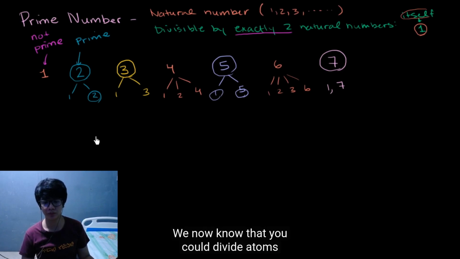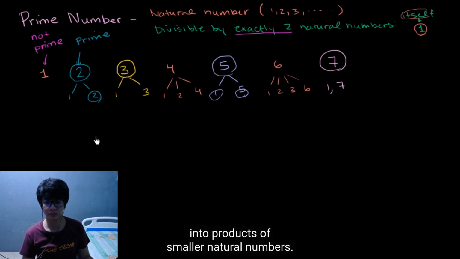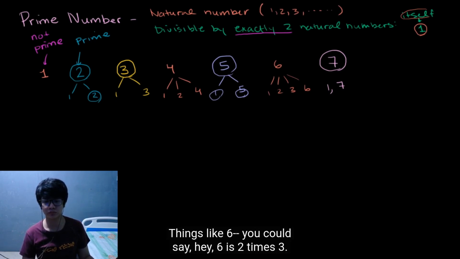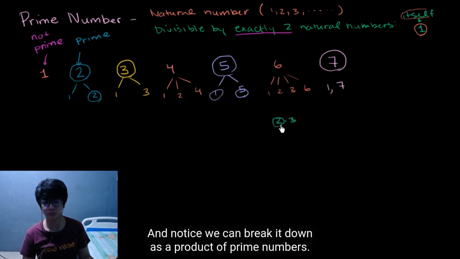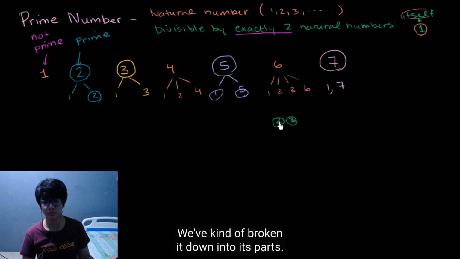We now know that you could divide atoms, and actually if you do, you might create a nuclear explosion. But it's the same idea behind prime numbers. In theory, well, in prime numbers, it's not theory. We know you can't break them down into products of smaller natural numbers. Things like 6, you could say, hey, 6 is 2 times 3. You can break it down. And notice, we can break it down as a product of prime numbers. We've kind of broken it down into its parts.